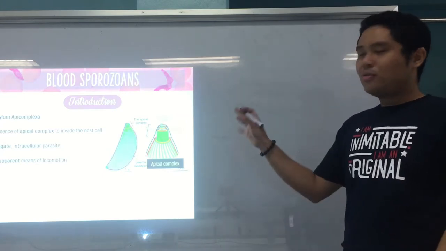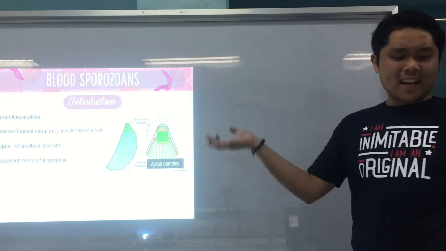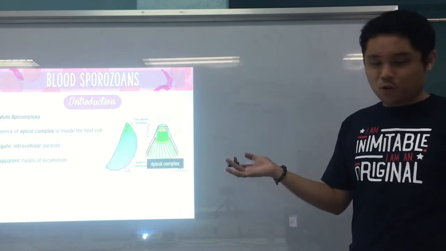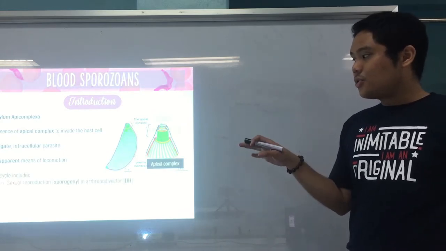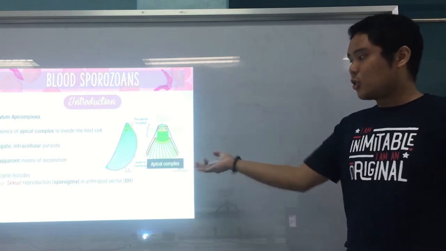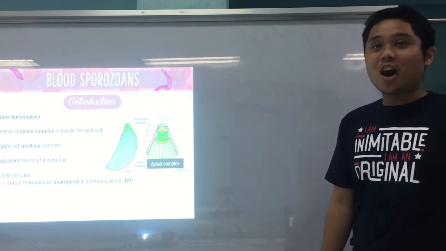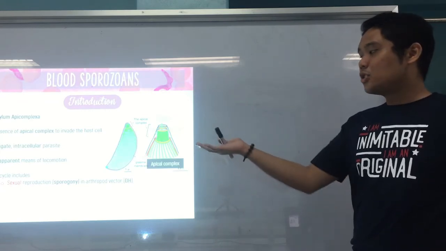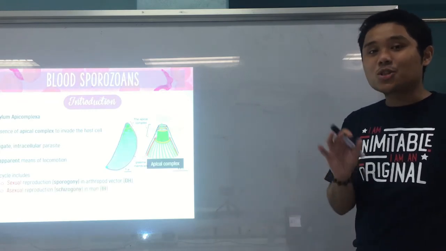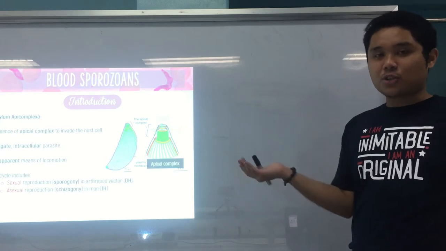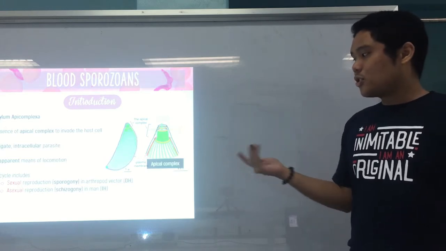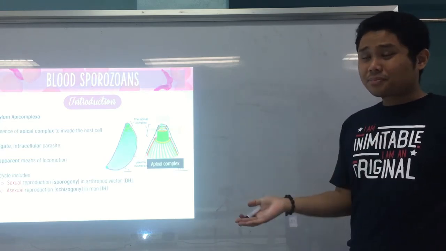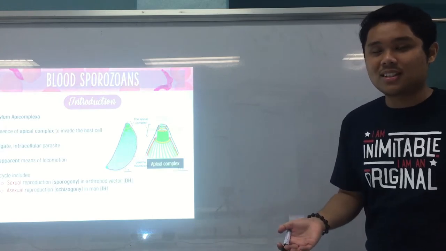Going back to your sporozoans, again, there are no apparent means of locomotion. And the life cycle includes a sexual reproduction, which occurs, of course, in your arthropod vector or your definitive host, which is termed sporogony, and an asexual reproduction, which occurs in your intermediate host, usually humans, which is termed schizogony.